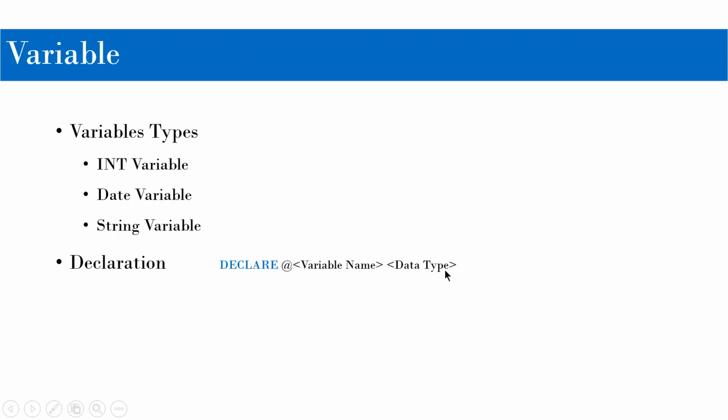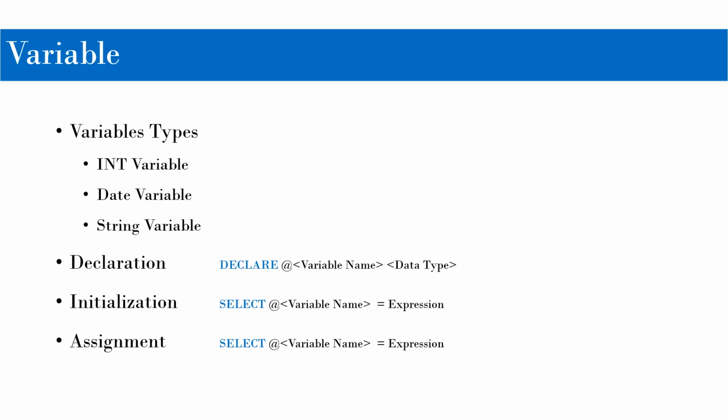And we have to define whether this is an integer type, this is a date variable, this is a string variable, and so on. And then we have to initialize the variable with an initial value using a select statement. So far, if you remember, we used the select statement only to print out, but the select statement can also be used for assigning a variable value.